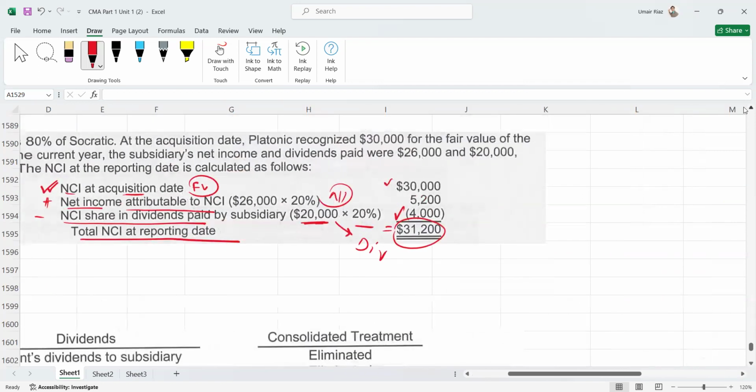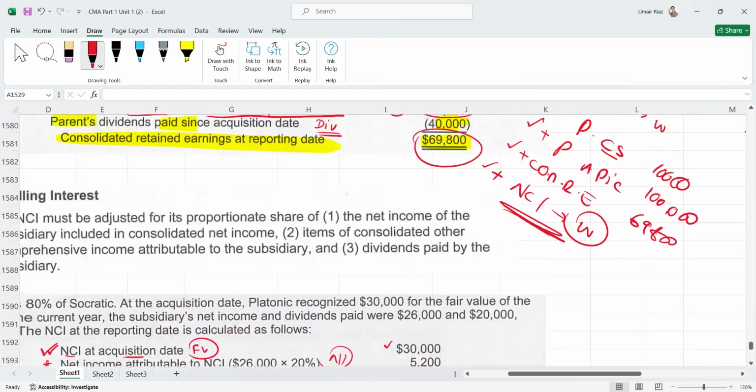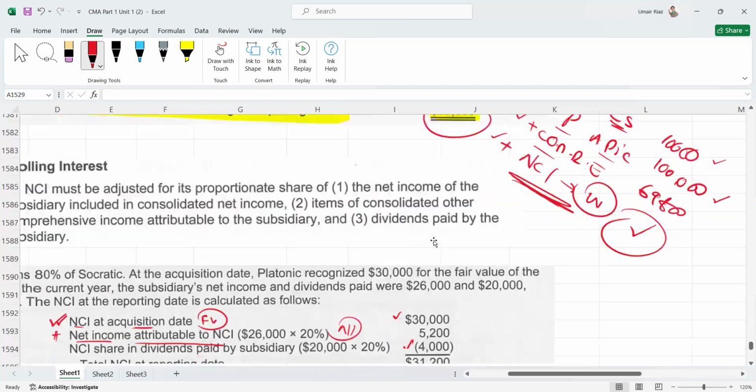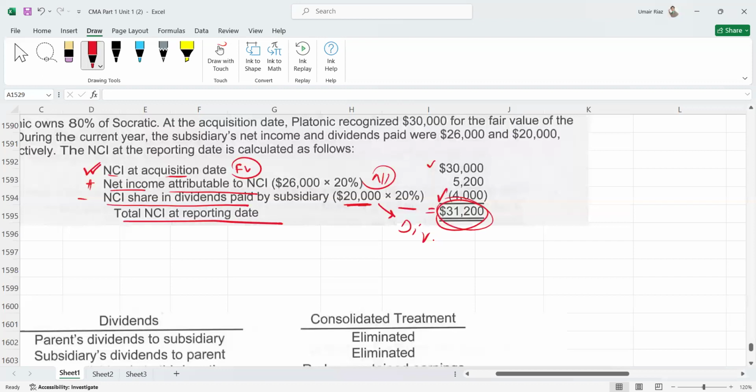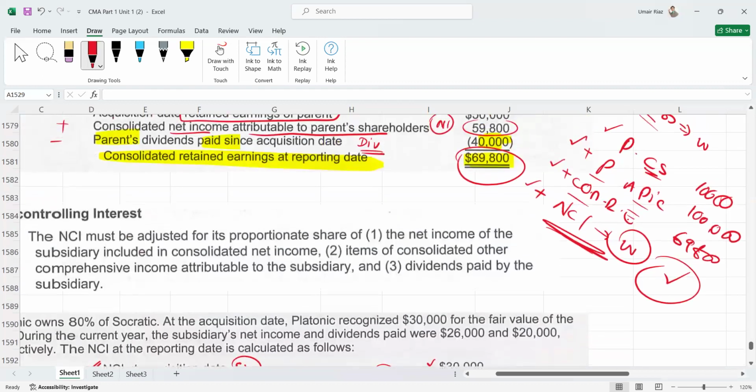In consolidated equity, I told you, you will show parent's common stock 10,000, let's assume, parent's additional paid in capital 100,000, consolidated retained earnings 69,800. And here you will add the NCI value. Whatever the consolidated NCI value was, that you will show here. And it is 31,200, right? So we'll show 31,200. So this is the consolidated equity.